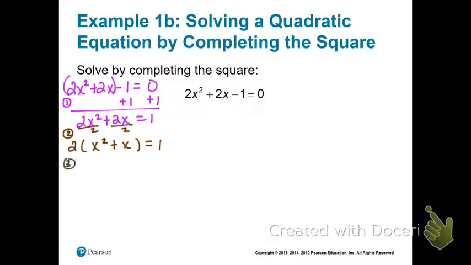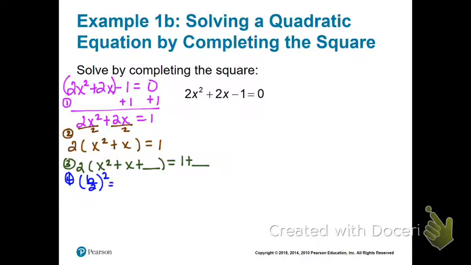Our third step is to add the blanks inside the parentheses and on the other side of the equal sign. So we've got 2 times (x squared plus x plus a blank), close your parentheses, equals 1 plus a blank. Step 4 is to complete the square, which means we use a formula, (b over 2) squared. Complete the square and fill in the blanks.